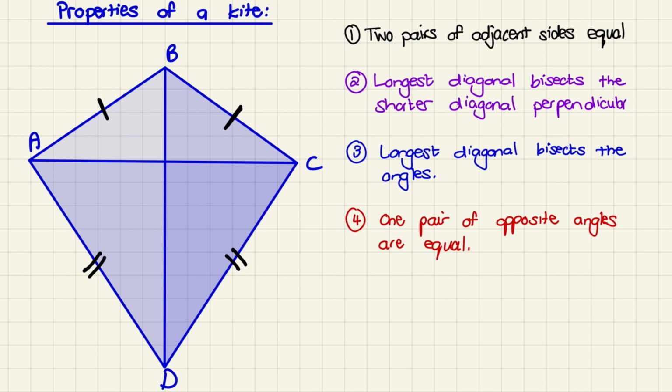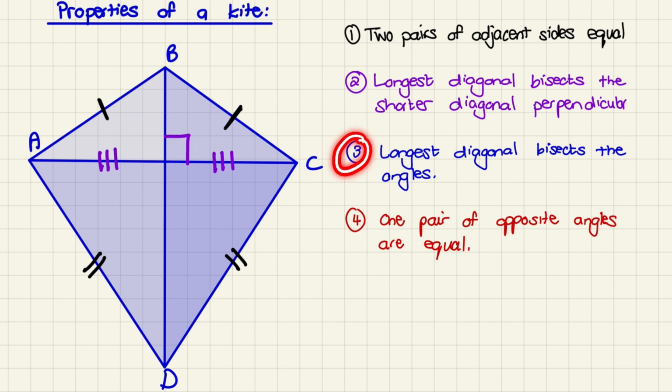So we indicate that as three lines to show that they are cut in half, and a little square to show that that's 90 degrees. So the word perpendicular means 90 degrees. And in geometry, we show 90 degrees with a little right angle.